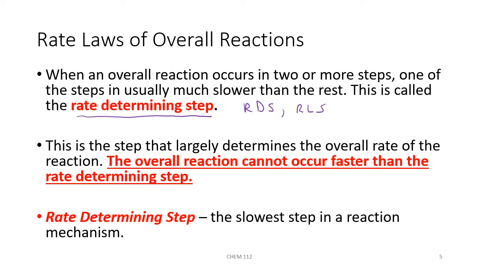So the rate determining step will be our slowest step in a reaction. It's kind of like a bottleneck. The reaction can't go faster than the bottleneck of the reaction, which will be the slowest step. And that's why it will determine the rate law of the overall reaction. So if we can figure out what our rate determining step is, we can figure out what the bottleneck is going to be, and that bottleneck will determine the kinetics of the reaction.